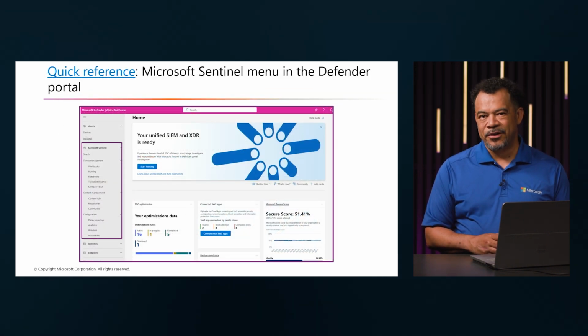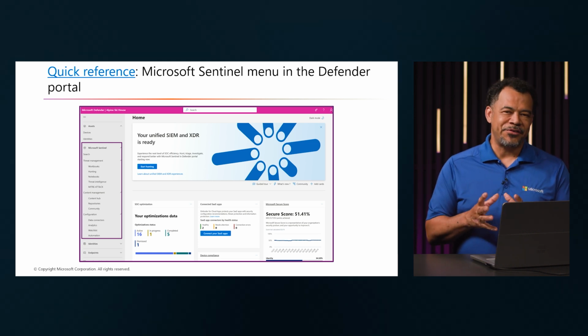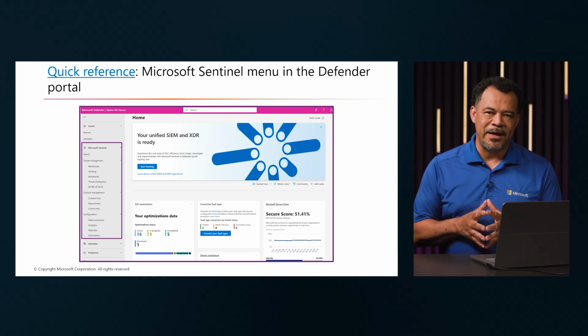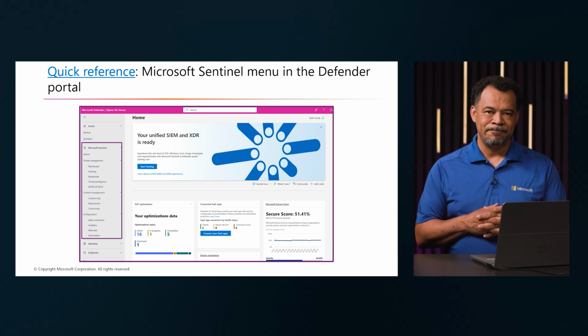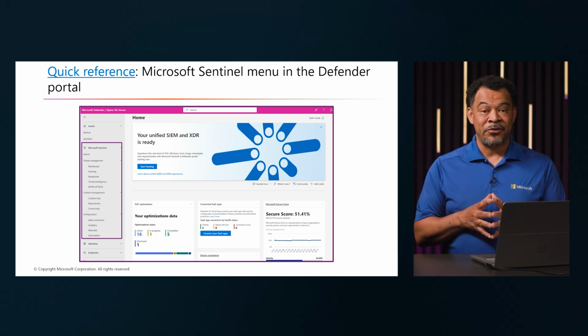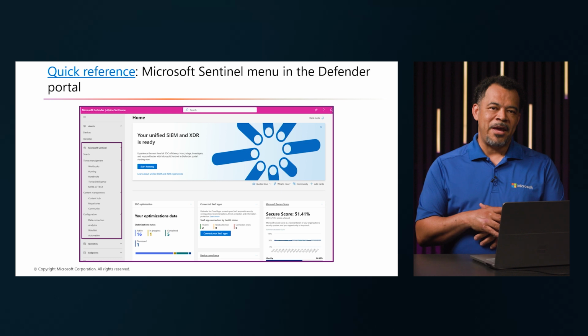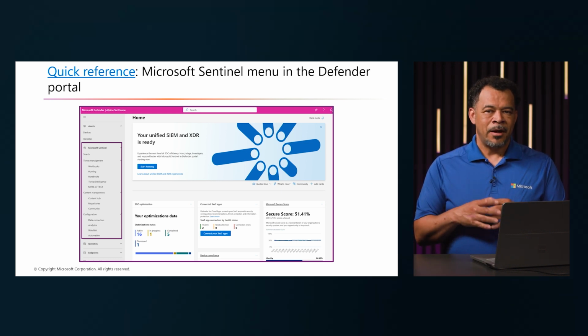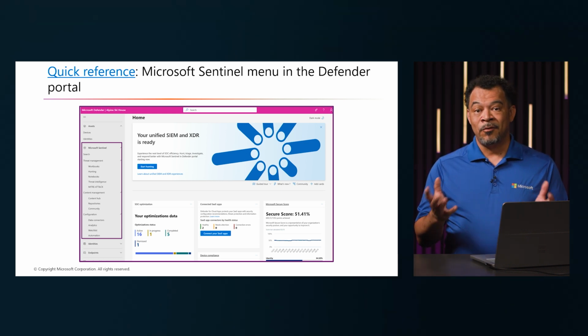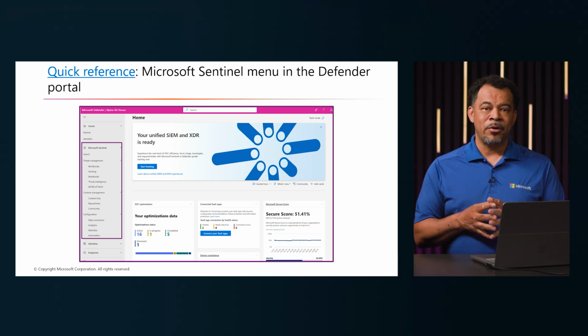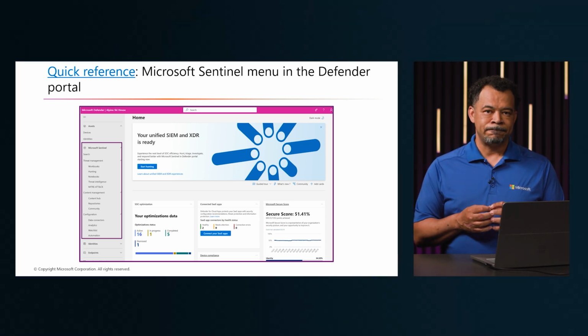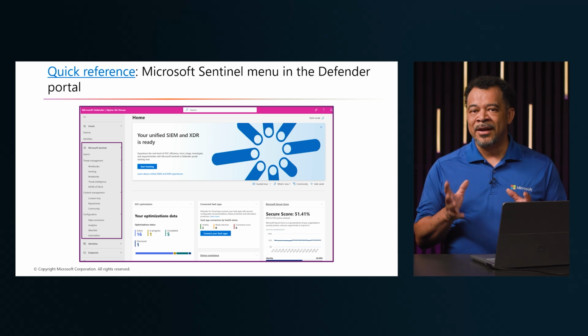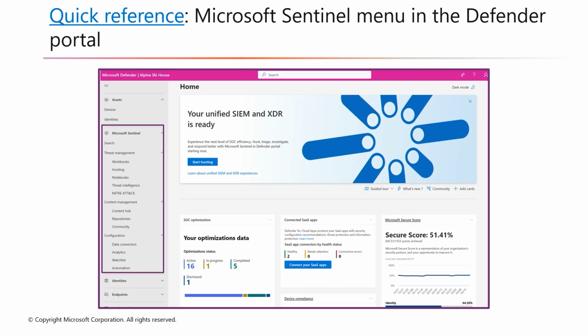The Microsoft Sentinel menu in the Defender portal provides a centralized view for managing your unified SIEM and XDR operations. It includes quick access to tools like search, threat management, and notebooks, along with insights into SOC, organization status, and your organization's Microsoft Secure Score. This layout is designed to streamline security operations and give analysts a clear snapshot of their environment's health and readiness.